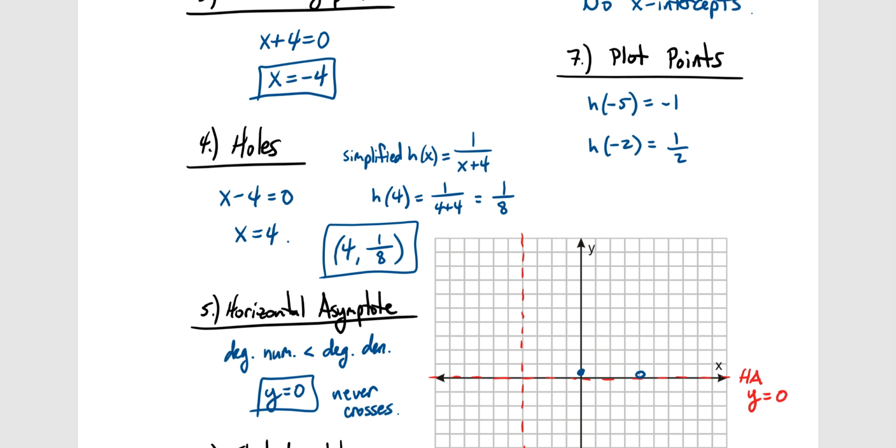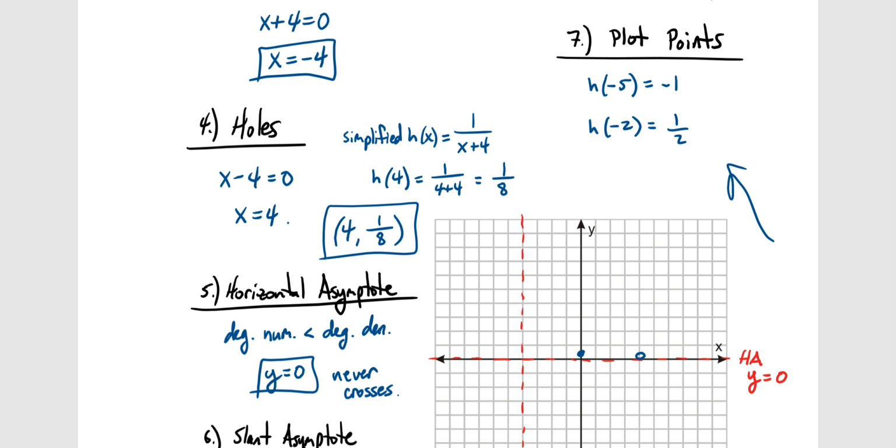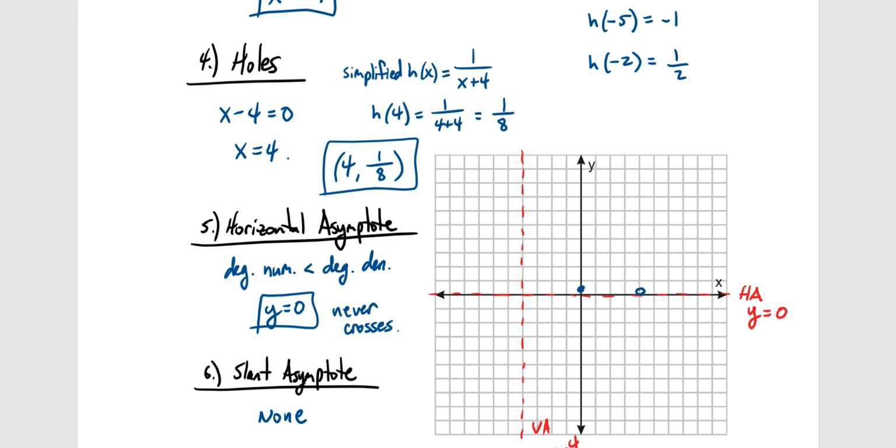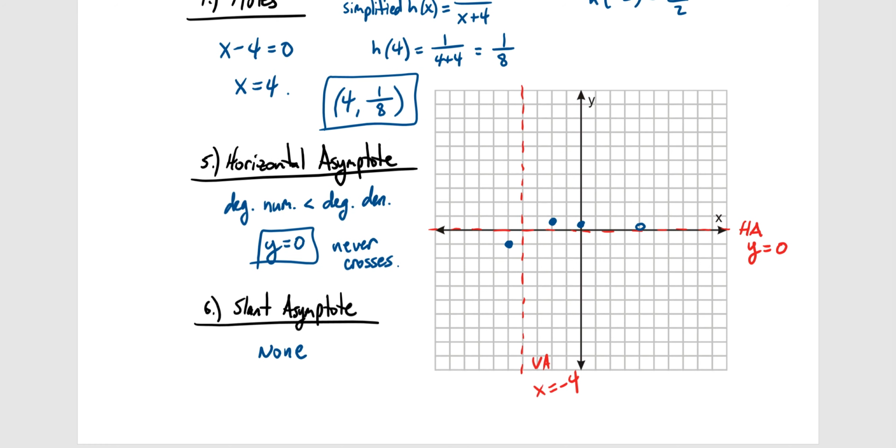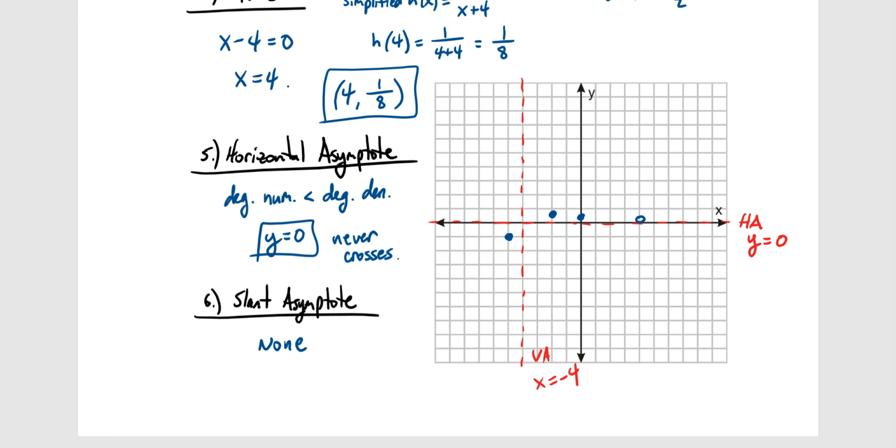Okay, so for plotting these points, I picked -5 and -2 to plug in. And I got h of -5 is -1, h of -2 is 1/2. And just a side note, I just changed this over here to h of x. I had it as f of x, but our function is called h of x. Okay, so plotting these points, we have (-5, -1). That's going to be right here. And then we have (-2, 1/2), which is going to be right here. So hopefully it's pretty clear that this is enough to graph it on the right side of the vertical asymptote, and it'll look something like this.